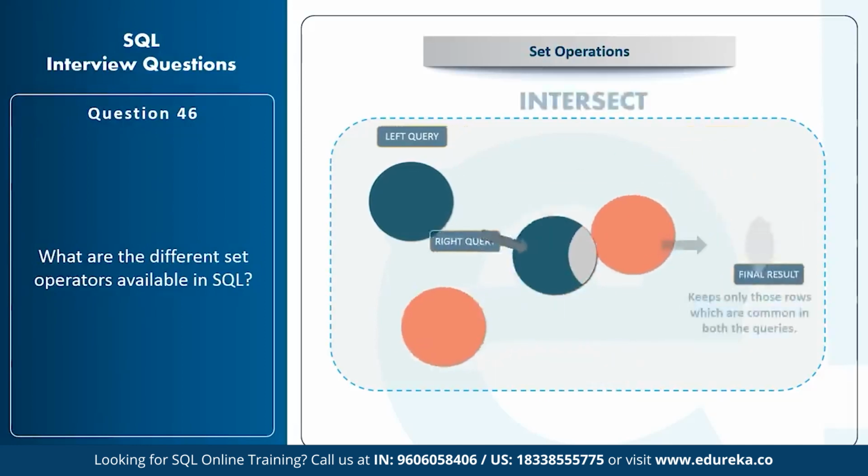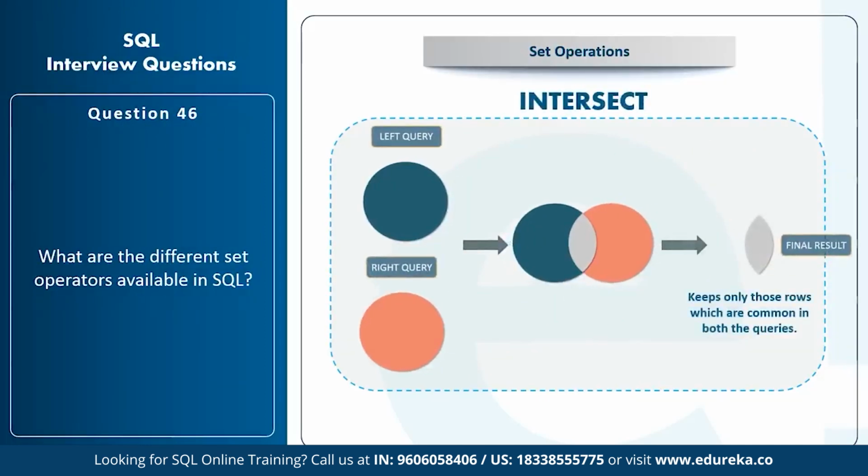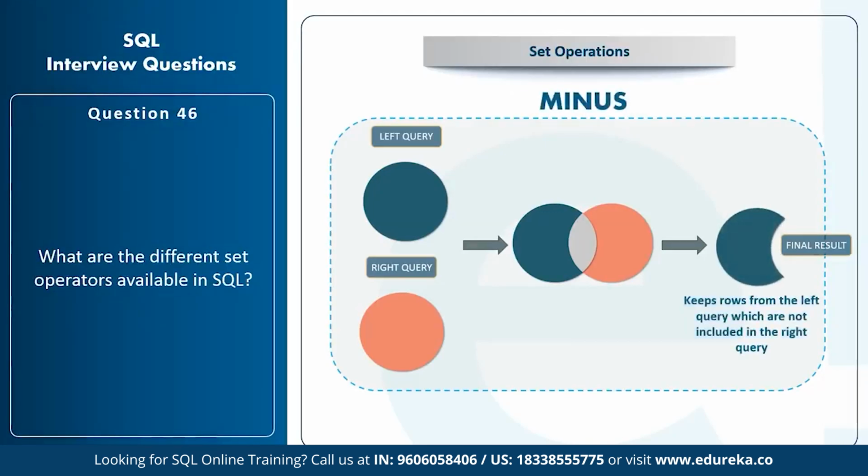Moving forward to the next operation, that is the intersect operation. So when you apply the intersect operation to the left query and the right query, you'll see that you'll get only those rows which are common in both the queries. So for example, you have 10 rows in the first table and 10 rows in the second table, but the common rows in both these tables are just 2 rows. So you'll get only those 2 rows as an output to this particular operation. Moving forward to the third type of operation, that is the minus operation.